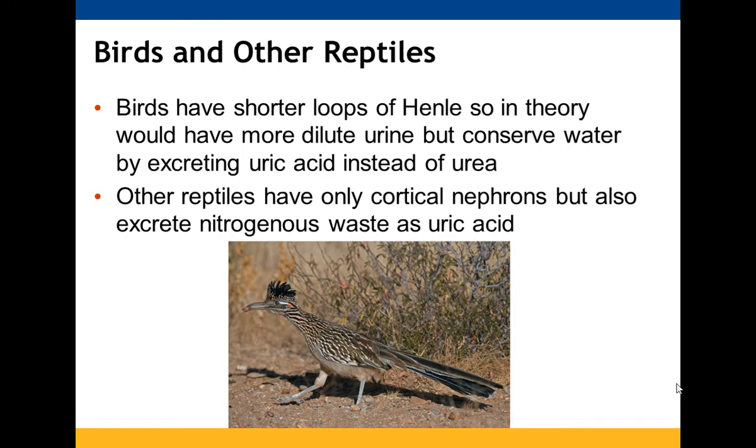Birds and reptiles also have shorter loops of Henle. So you would think that they would have dilute urine, but again, they conserve their water by generating uric acid. So they put their energy into making those changes to ammonia to produce the uric acid. There's some other reptiles that have only cortical nephrons, but they are the ones that excrete their waste as uric acid.